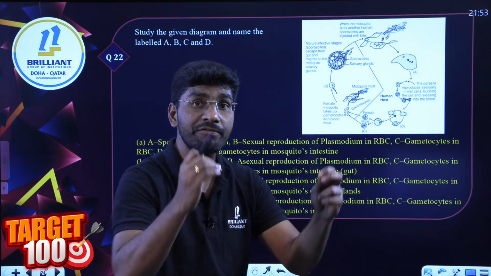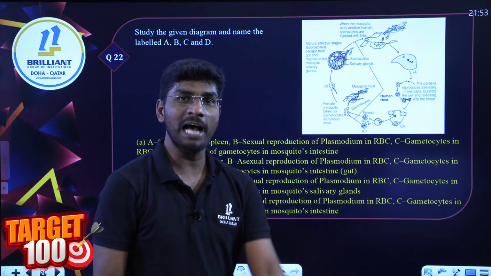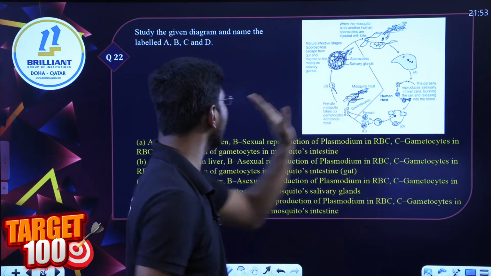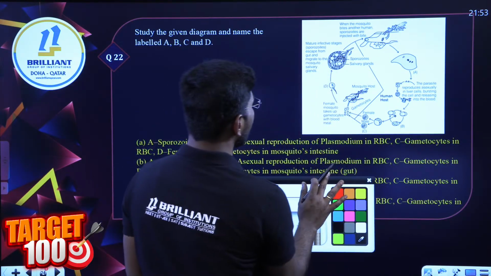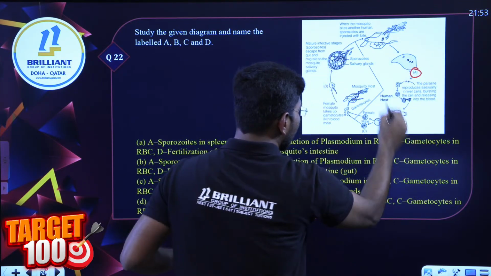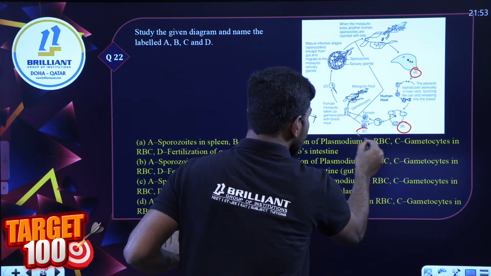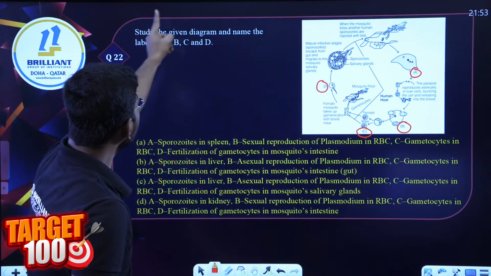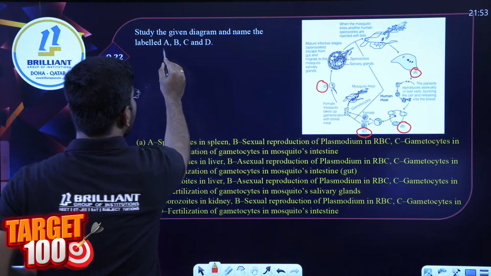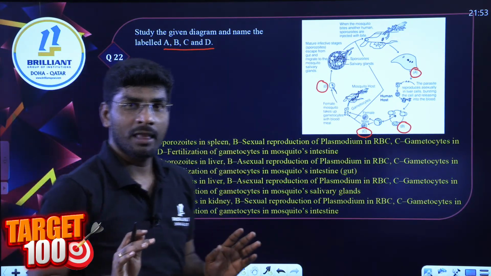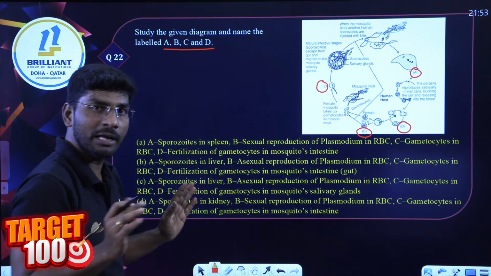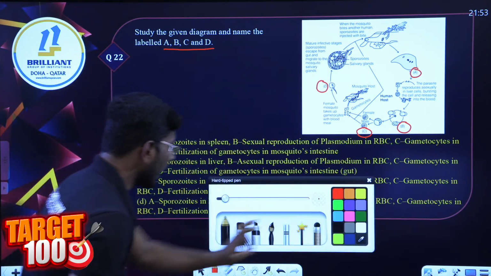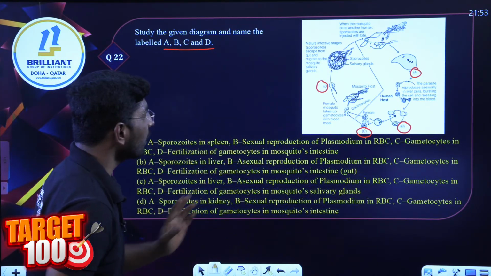Question 22, very important question. Plasmodium vivax, very important. Everyone carefully look at the diagram that is given. This is A, this is B, this is C, and this is D. Study the given diagram and name A, B, C, D. Any one of you? What is A? So what can I write here? A is liver, right?